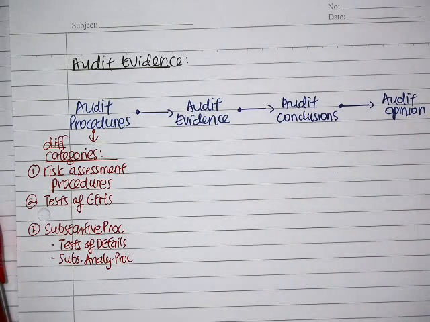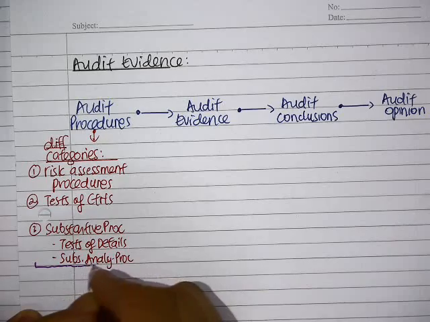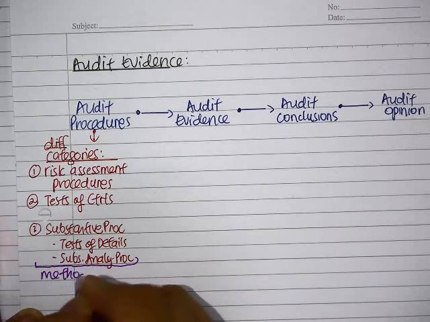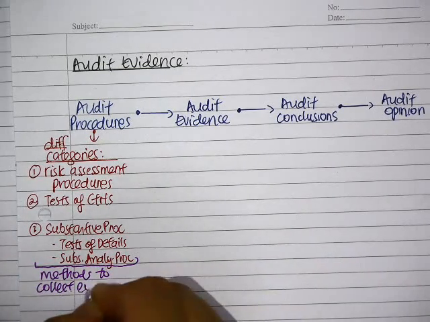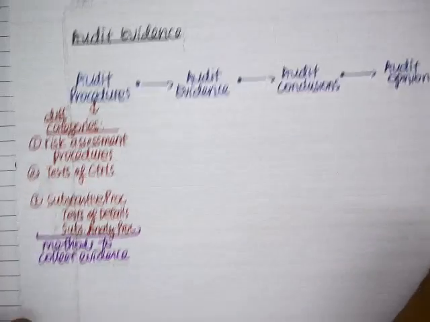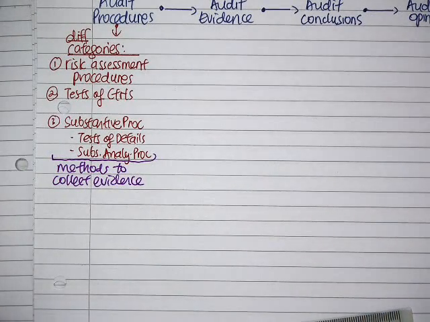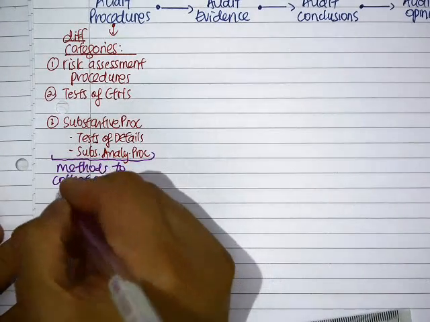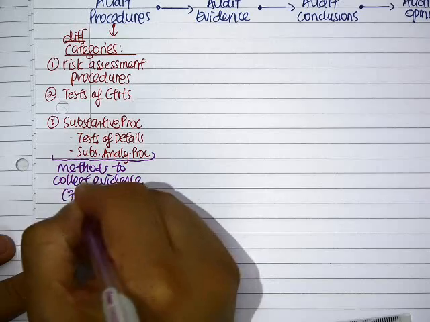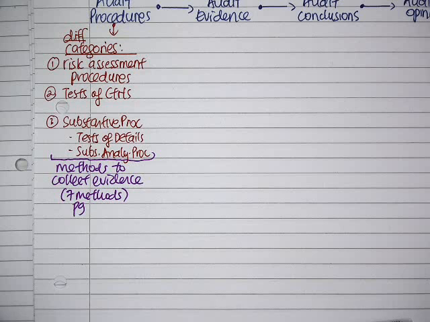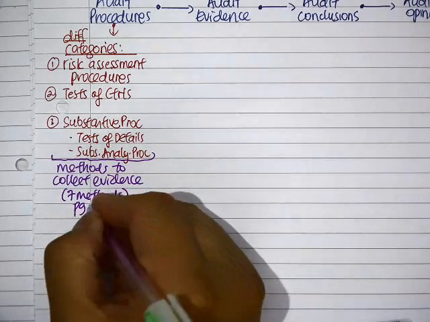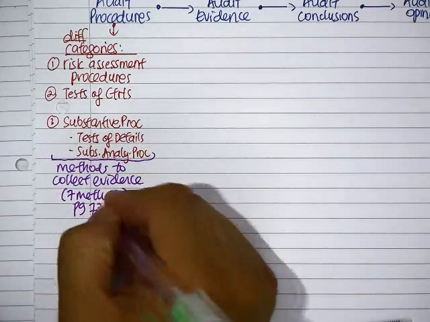Now, although we have different categories with different conclusions, the methods to collect evidence are generally one of the 7. Actually, there are 8 lah. Actually there are 8, but if you look at the standard, there's only 7. This is on page 77.